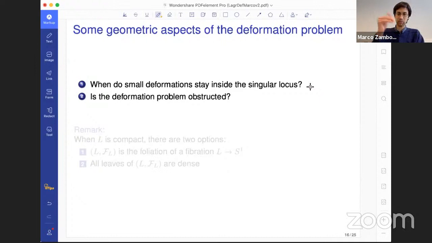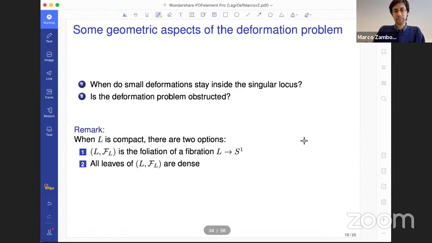The second question is about obstructedness, which essentially means: if you have a first order deformation, so an object that satisfies the deformation equation only up to order one, can you actually extend it to an honest curve of deformations? This is related to the smoothness of the space of deformations.